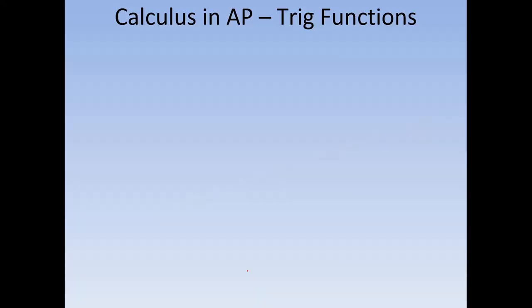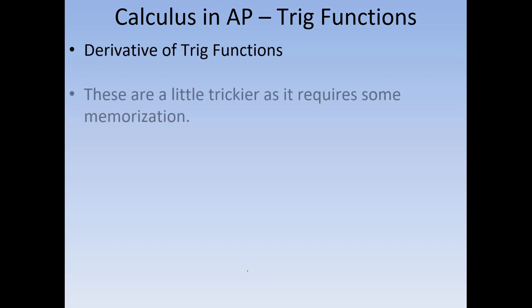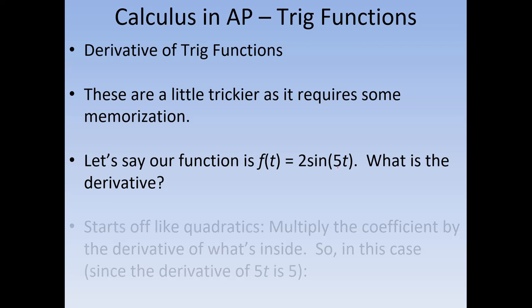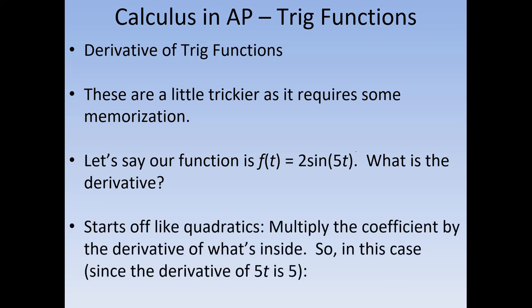All right, I just want to quickly run through the trig functions. These are a little bit trickier since they would normally require some memorization. So let's say that we have this function of time, 2 sine 5t. We want to know what the derivative is. First off, it starts off very similar to the quadratics, but instead of taking the exponent on the t and multiplying the coefficient, we're going to take this inner term, find the derivative of it, and multiply it by the front. So here we have a 5t.